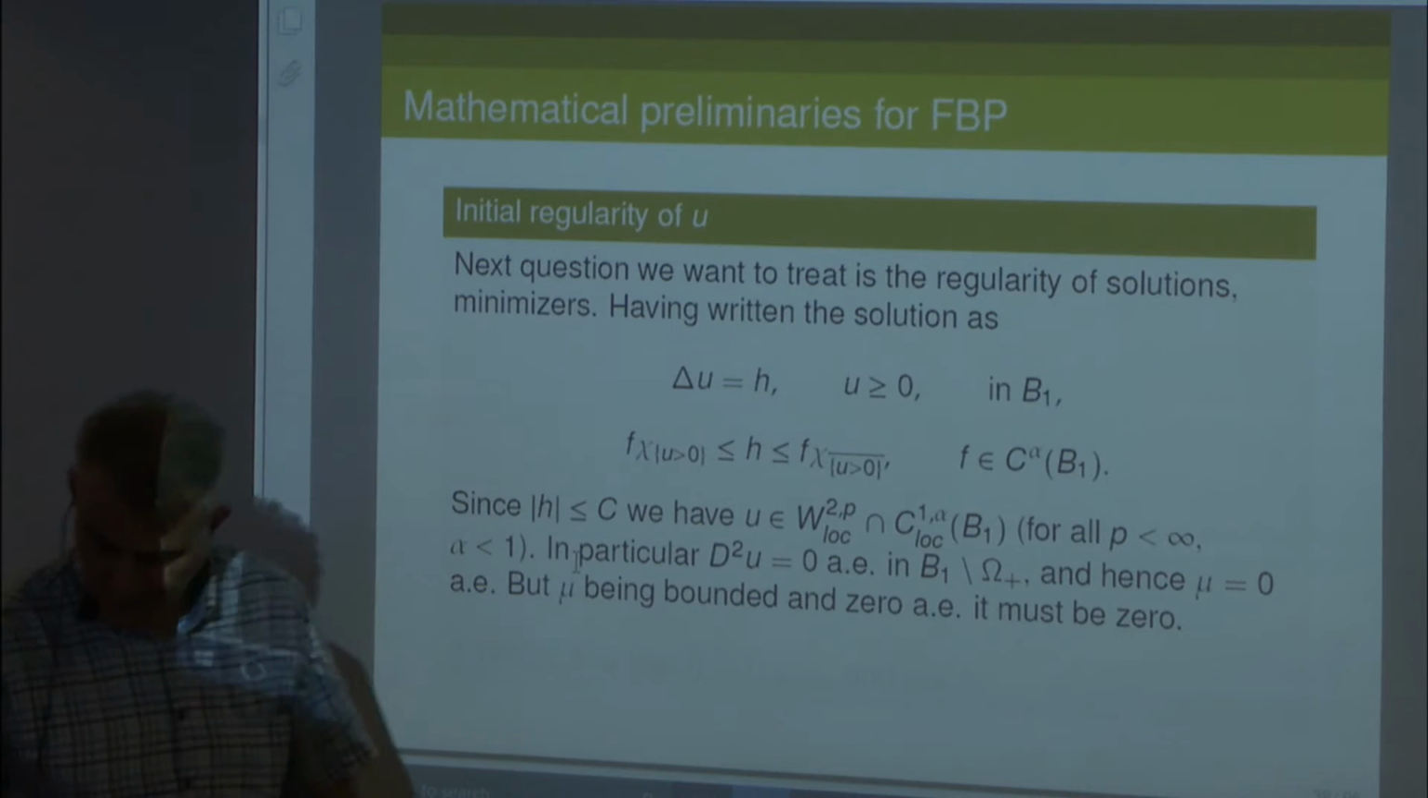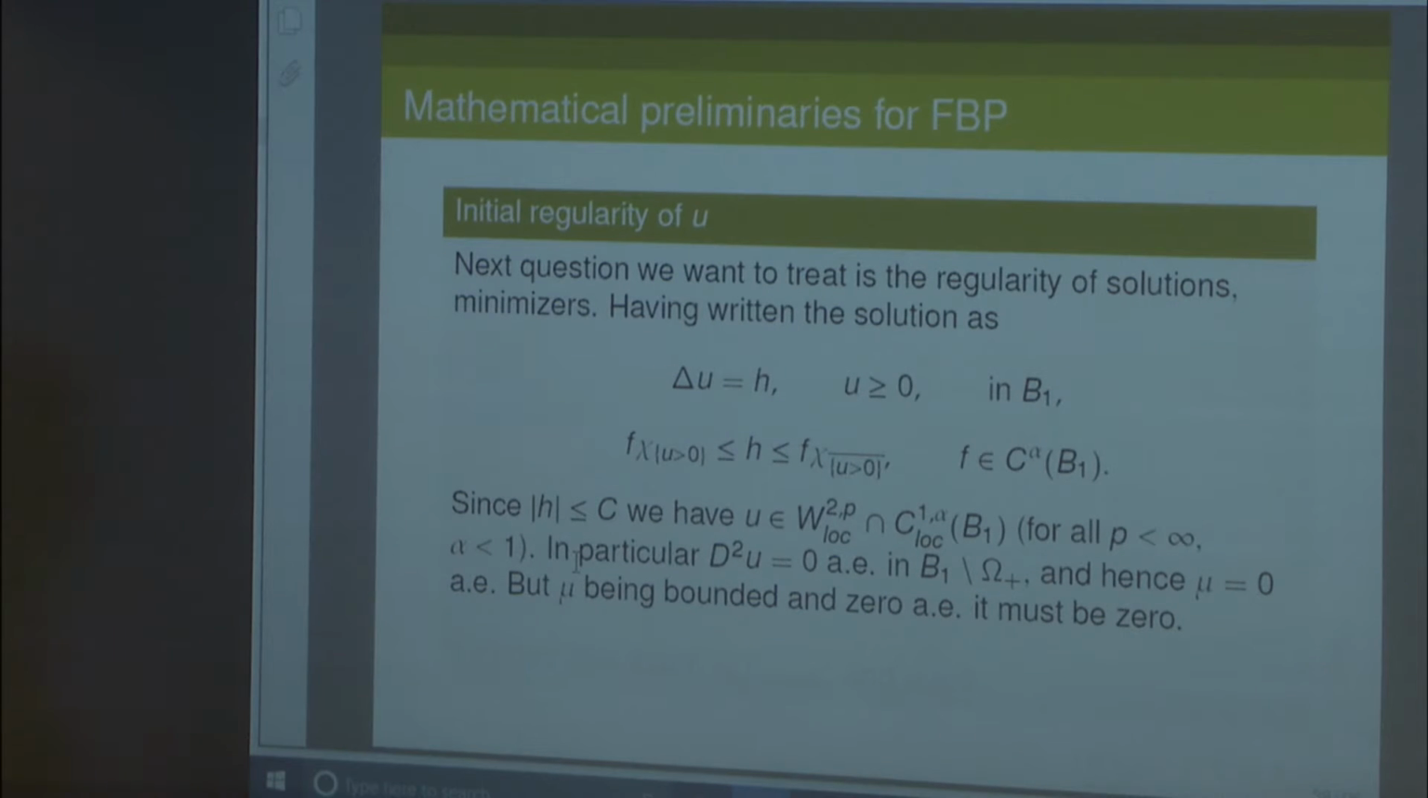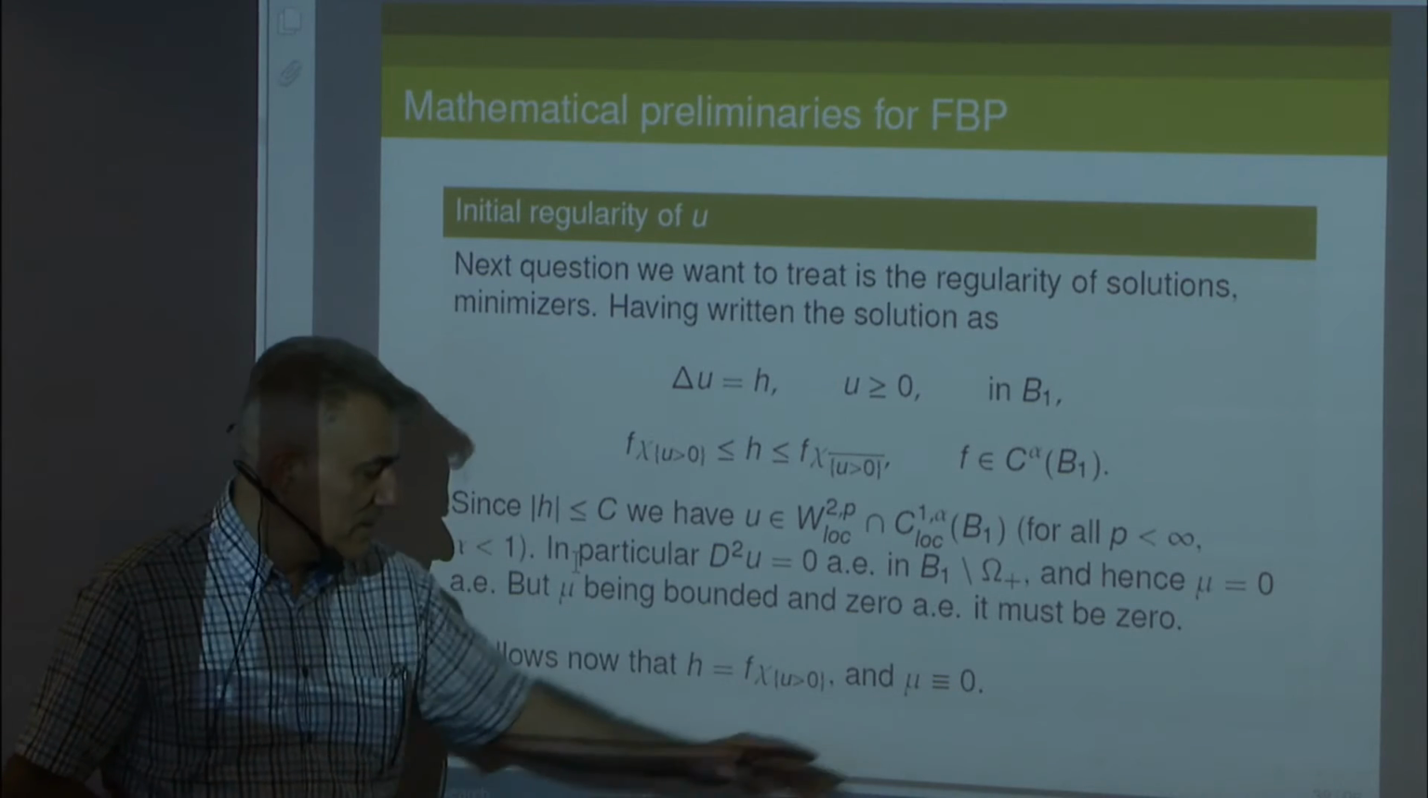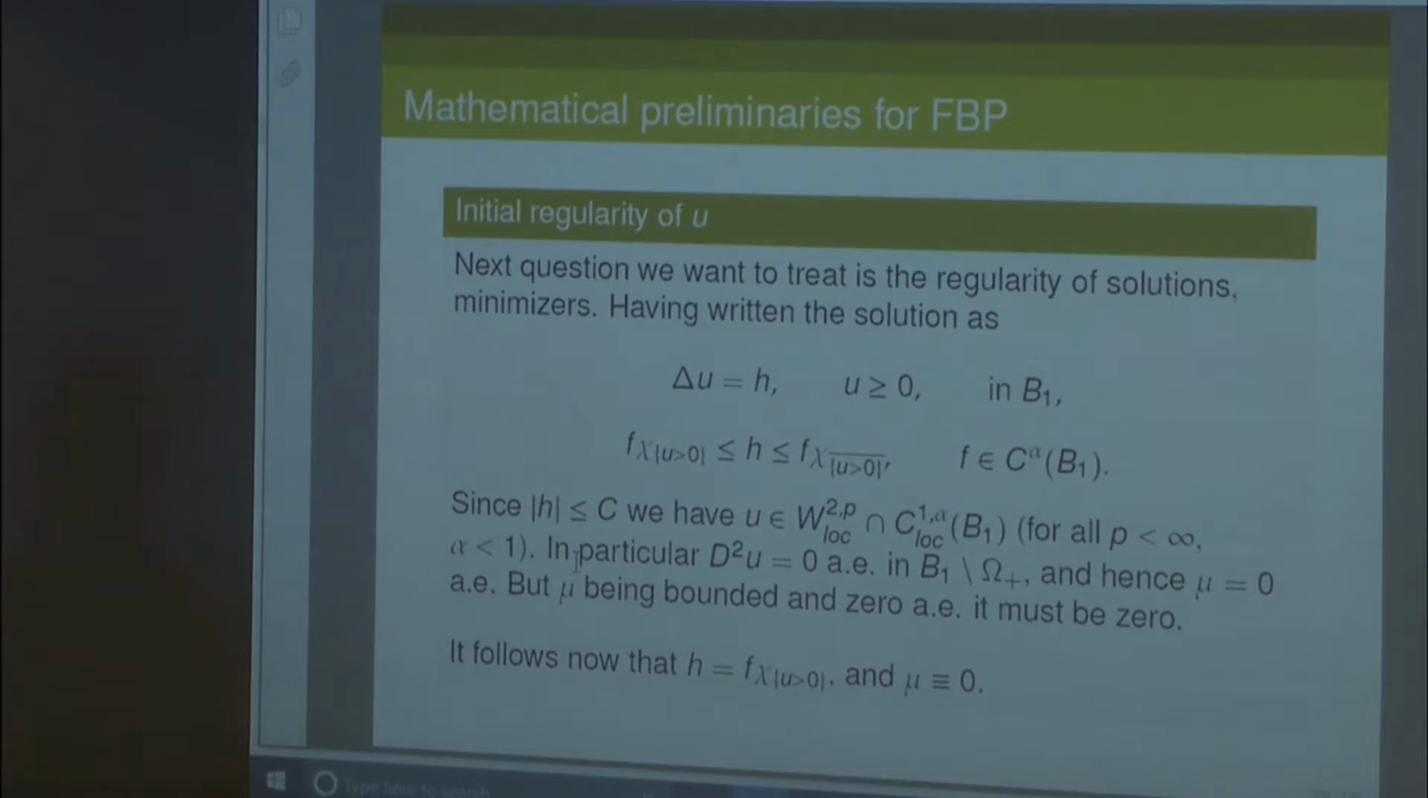Okay? It's a good exercise for advanced undergraduate students. So conclusion, the measure is 0. And it has to be the characteristic function times the function f. So voila, we really got this all over, not only in the positive set, but all over the ball of radius 1.